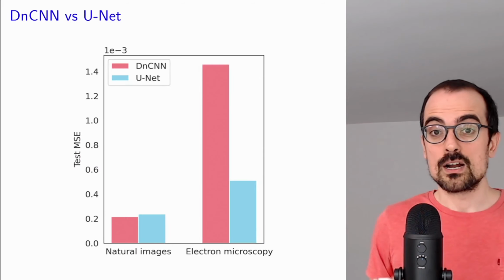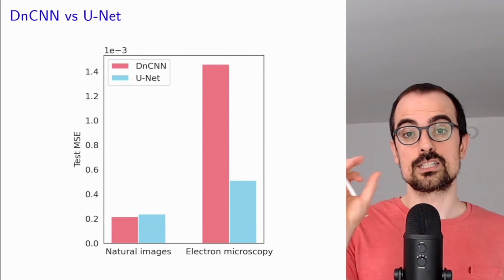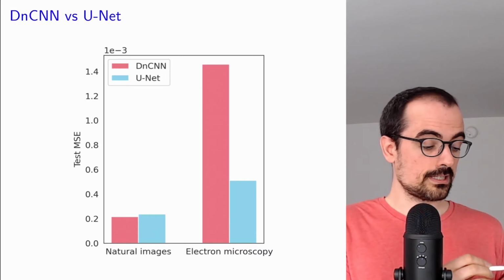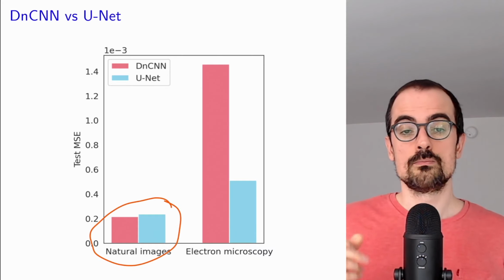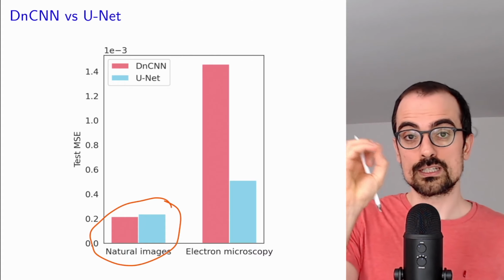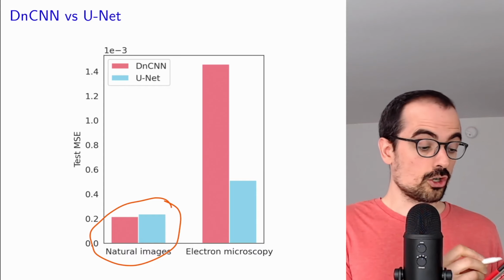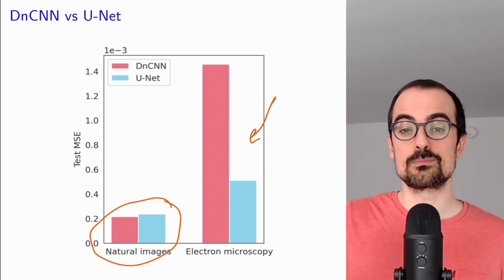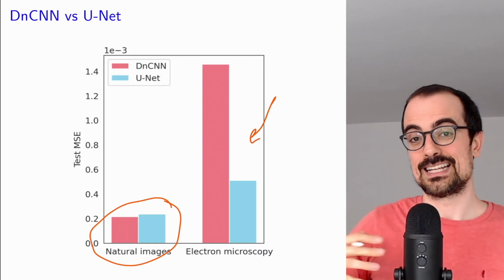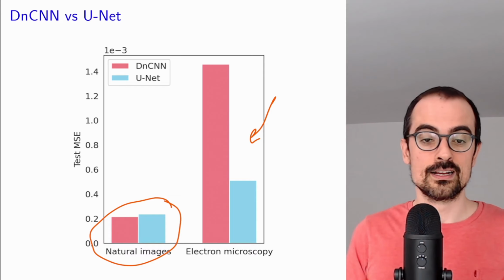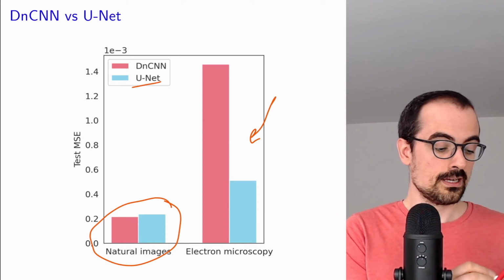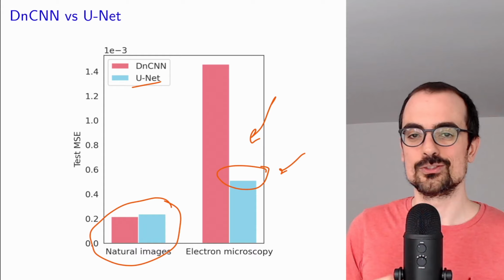If we compare how this DnCNN architecture, which has a small field of view, compares to a UNet, for natural images there's actually not much difference, because the natural images are relatively small and the features that are important for denoising are quite localized. In contrast, for electron microscopy, exploiting this coarse-scale periodicity is really, really important. So increasing the field of view using a UNet reduces the MSE dramatically.